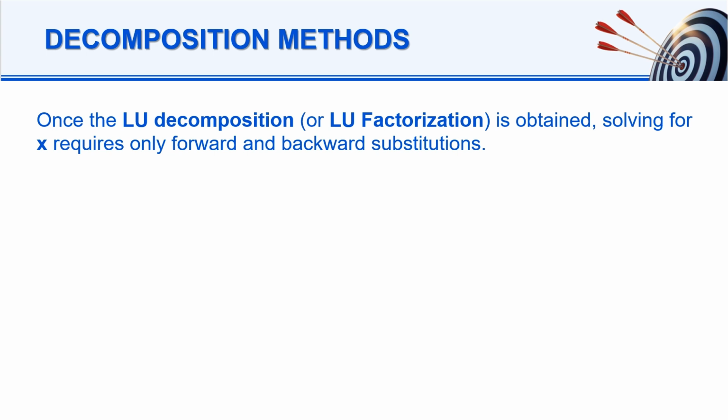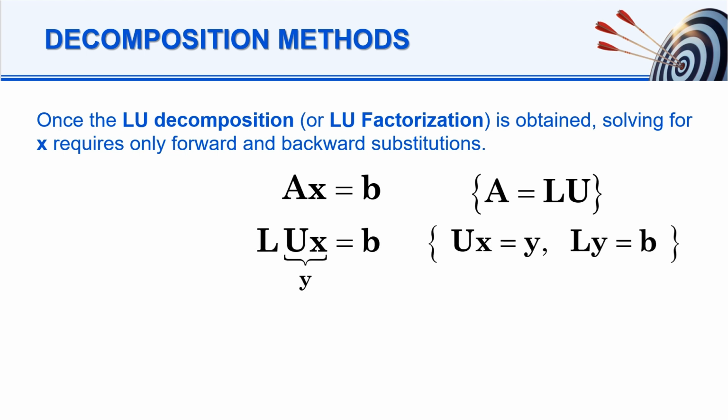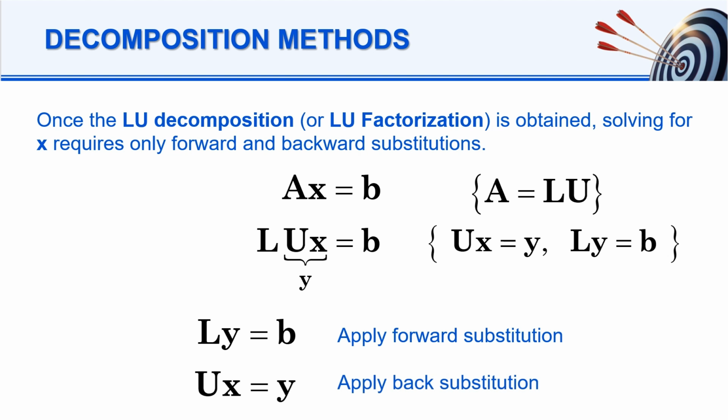Once the LU decomposition, or LU factorization, is obtained, solving for X requires only forward and backward substitutions. Substituting LU for A and defining the U times X product as Y leads to two triangular systems of equations, UX equals Y and LY equals B. Of these, LY equals B is solved using the forward substitution algorithm. On the other hand, UX equals Y is solved using the back substitution algorithm.